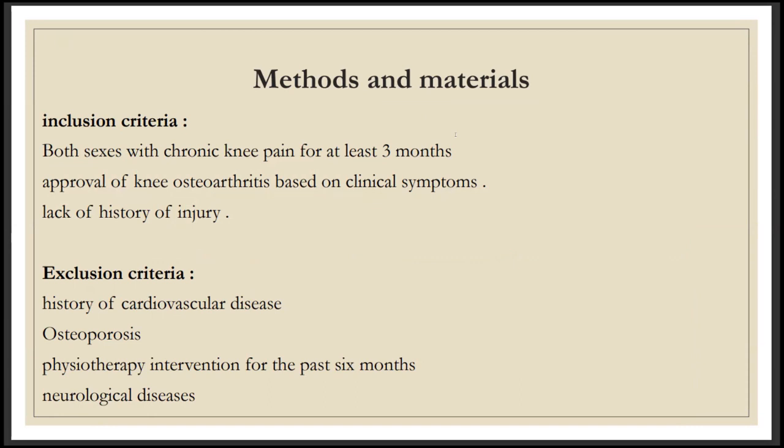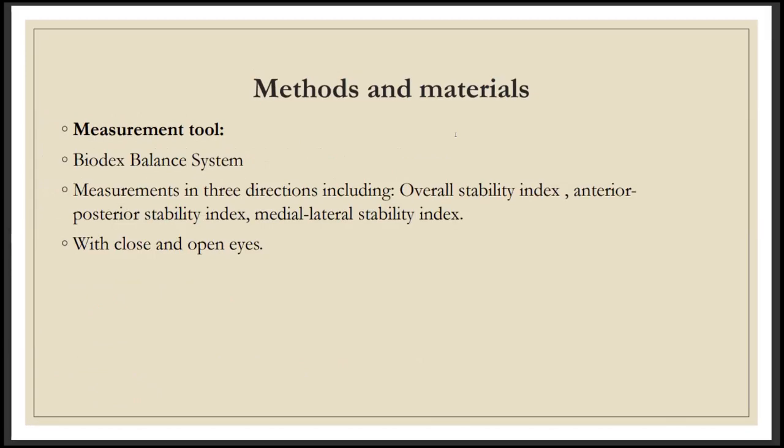In this slide, we talk about the measurement tool. The measurement tool in this study was the Biodex balance system, and the measurement was performed in 3 directions, including overall stability index, anterior-posterior stability index, and medial-lateral stability index. Also, trials were performed with closed and open eyes.